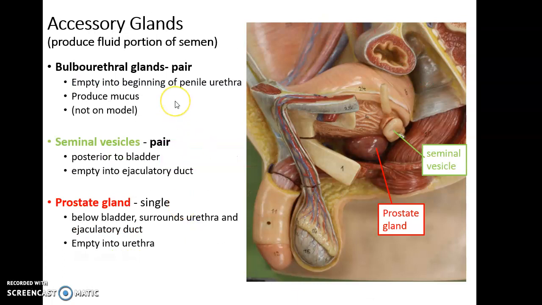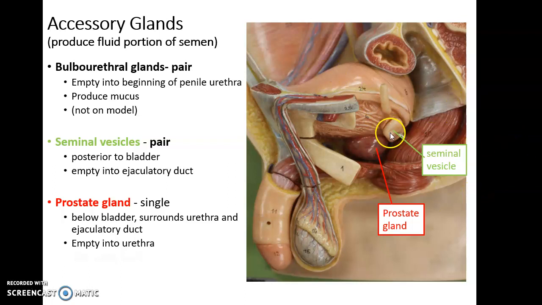There are some accessory glands. These glands produce the fluid portion of semen. We have the bulbourethral glands, which we can't see. They'd be down here somewhere. They produce mostly mucus, keeps the urethra nice and lubricated, helps in the release of the ejaculate, and is often what people refer to as pre-cum.